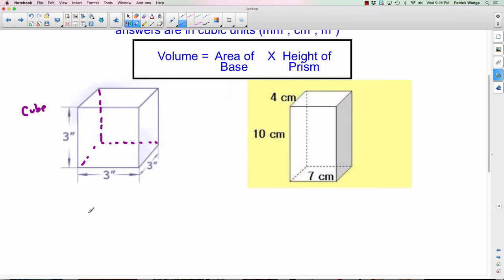So to get the volume, you have to find the area of the base. Well, you could actually consider any of the faces a base. I'll consider this the base.